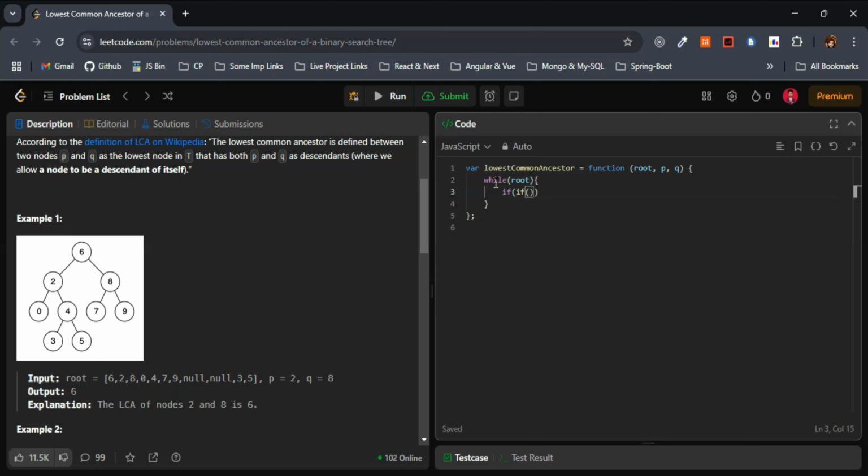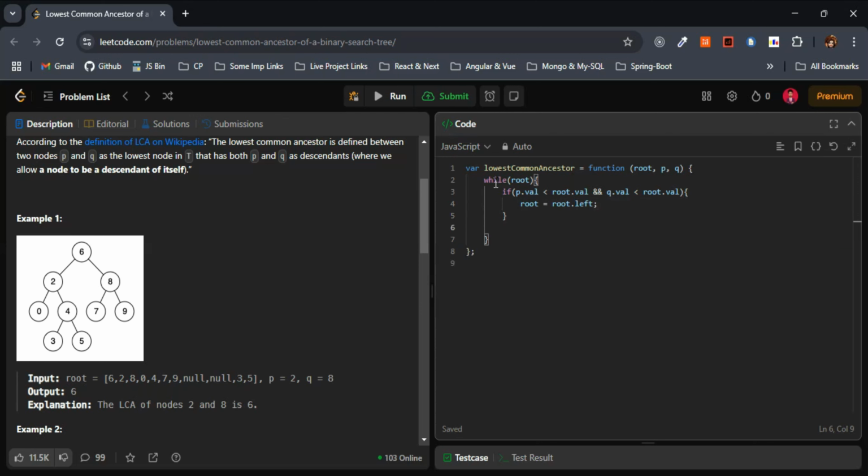So I can just write this in this way. If the value of P and the value of Q is less than the value of the root, then both P and Q are smaller in this case. Then we have to move left. I'll just give here root equals root dot left. I hope this is clear.